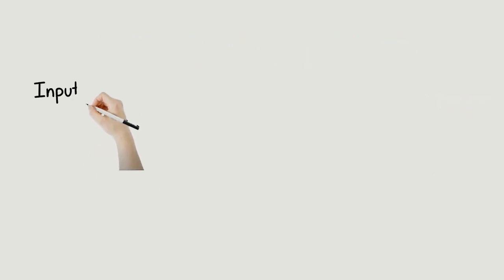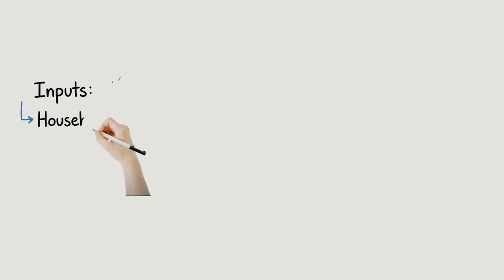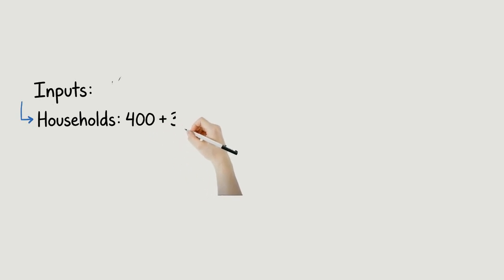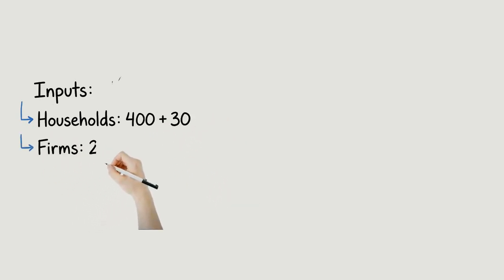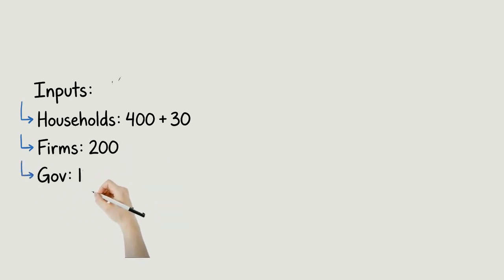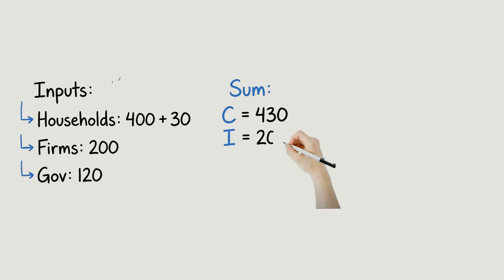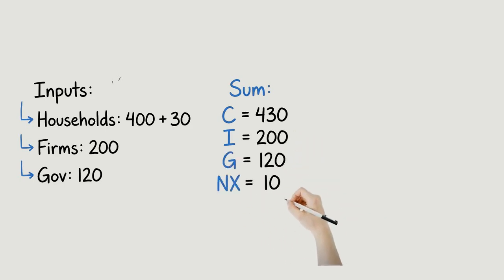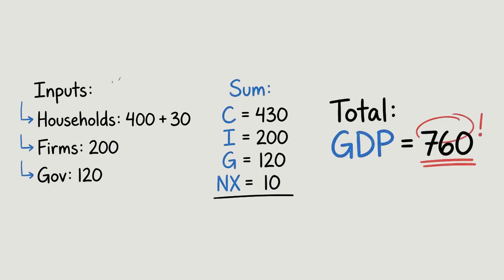Here's a small example. Suppose households spend $400 on domestic goods and $30 on imported coffee. Firms invest $200 in machines and buildings. The government spends $120 on road repairs. The country exports $40 and imports $30. Consumption is $430, investment is $200, government spending is $120, and net exports are $10. Add them up, and GDP is $760.